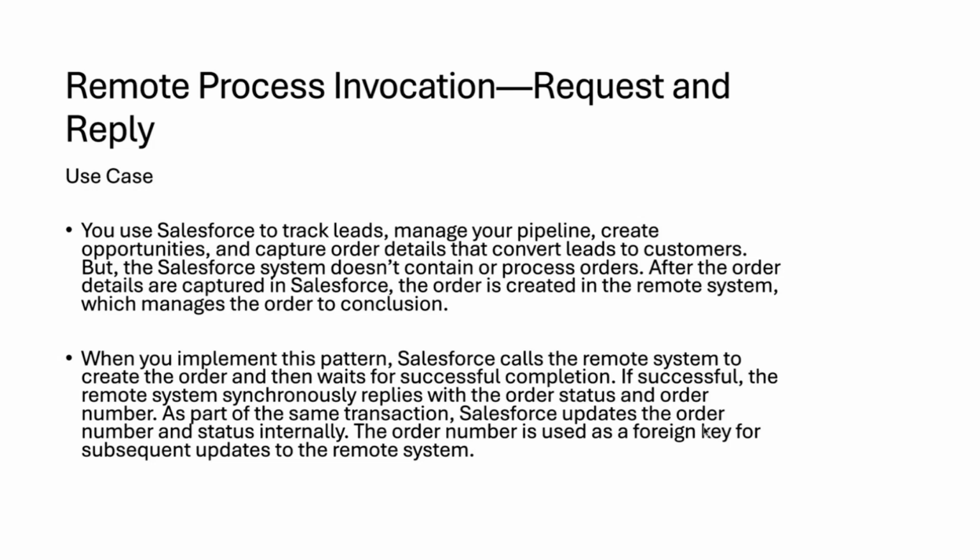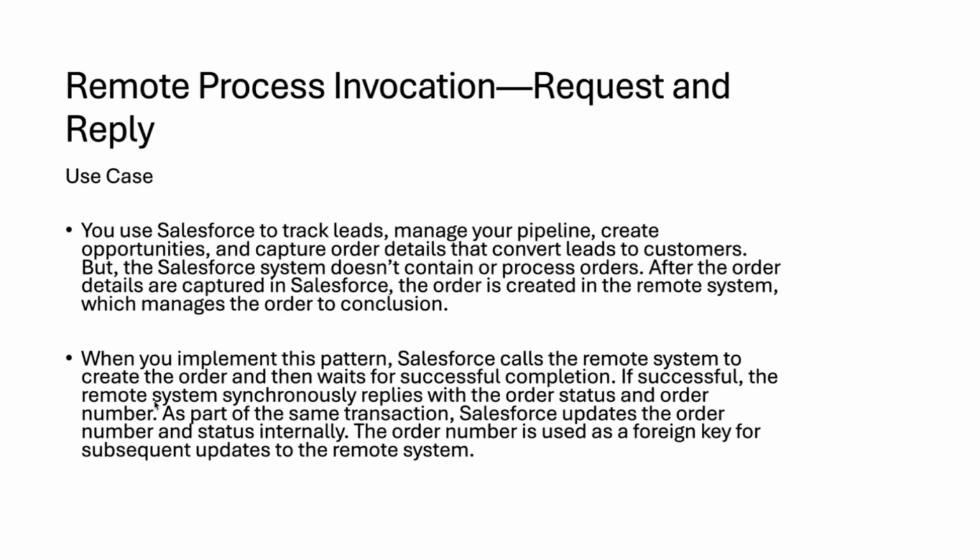Okay, so when we go with this request and reply pattern, Salesforce will call the remote system to create the order because we have the order information in Salesforce, but it doesn't have the capability to process the order. So we call the remote system to create the order and then wait for the successful completion. That means the third party processes that request from Salesforce and after it's successful, the remote system or third party synchronously replies with the order status and order number.